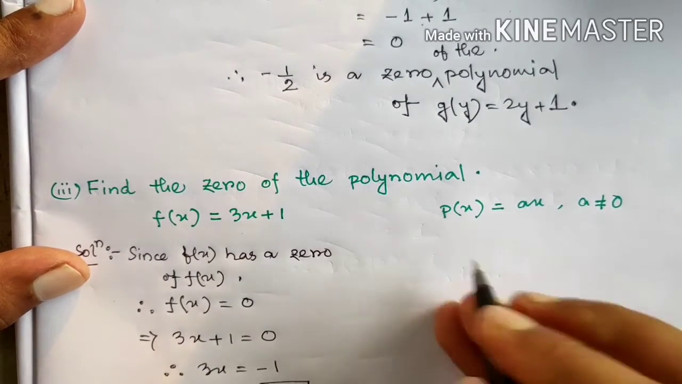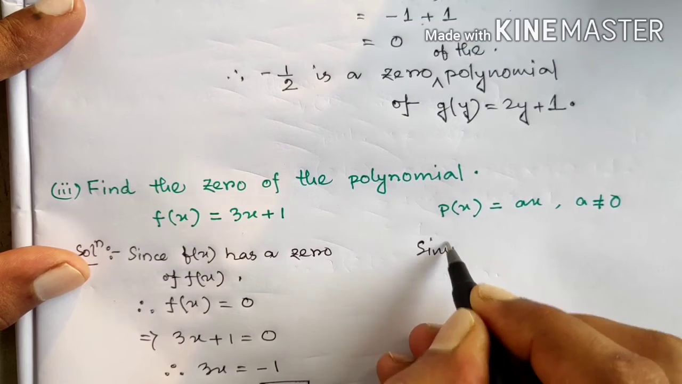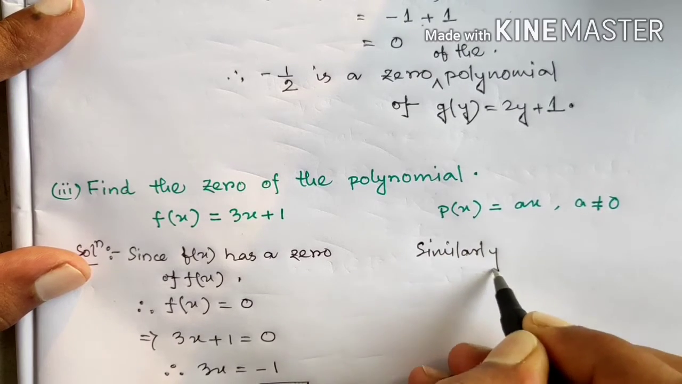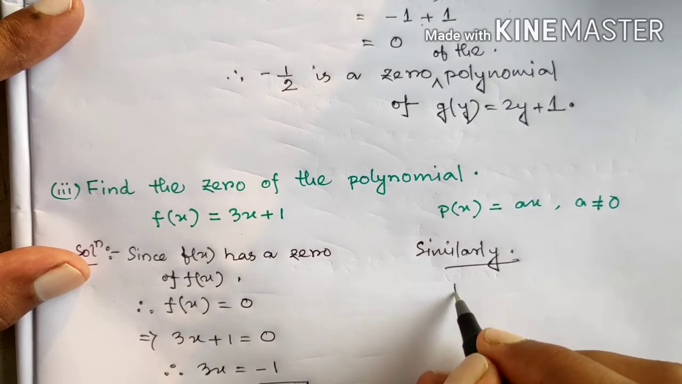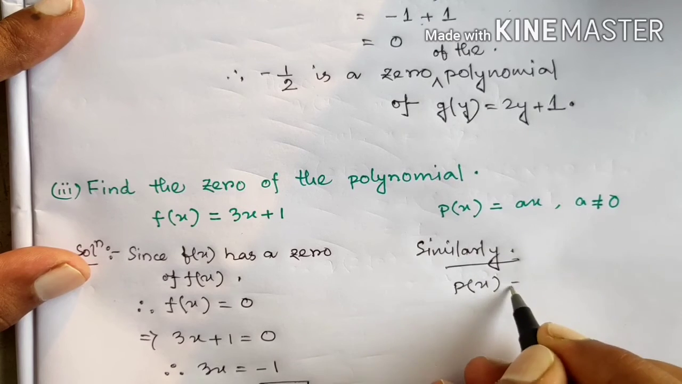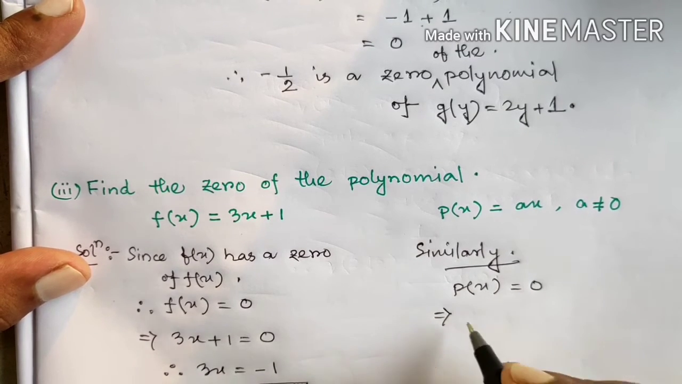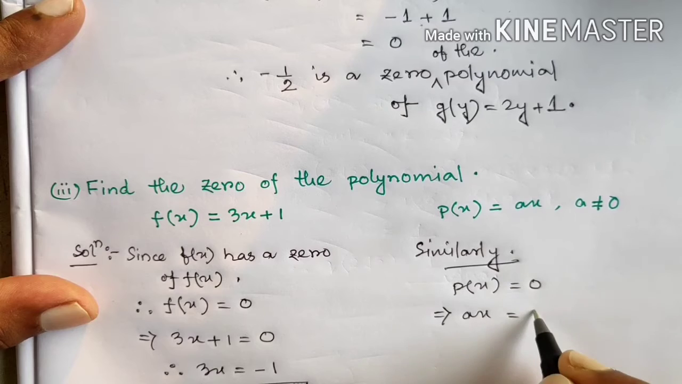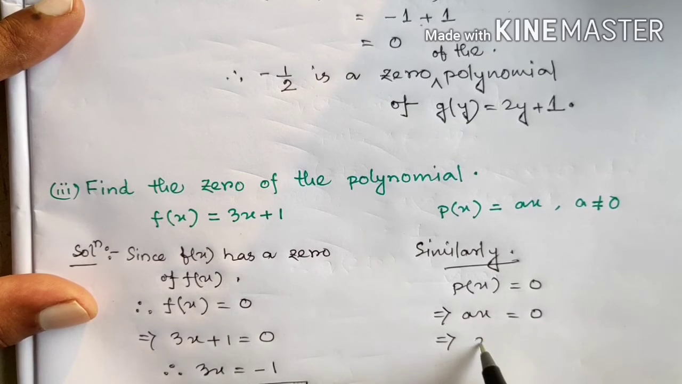Similarly, we can solve the next problem. p of x equal to 0 implies ax equal to 0 and x equal to 0 by a. Since a not equal to 0, therefore x equal to 0.